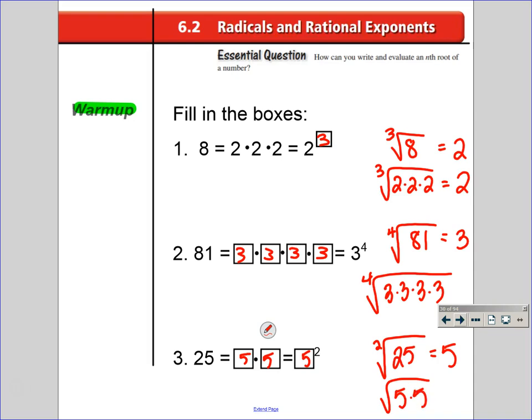So square roots look for pairs. Whose pair? 5. Cubed roots look for sets of 3. Whose set of 3? 2. 4th roots look for sets of 4. Whose set of 4? 3. So we're going to be dealing with radicals, but not just square roots, but also 4th roots, 3rd roots.